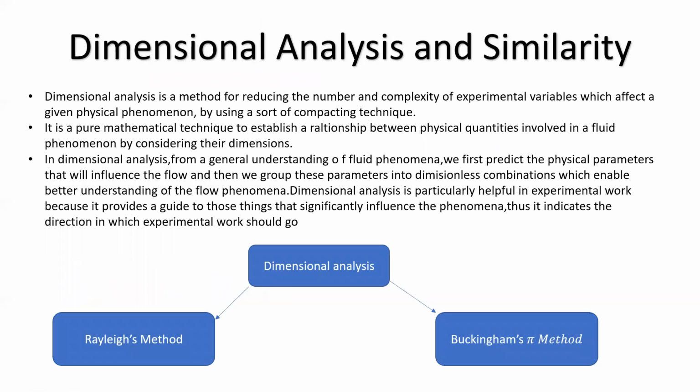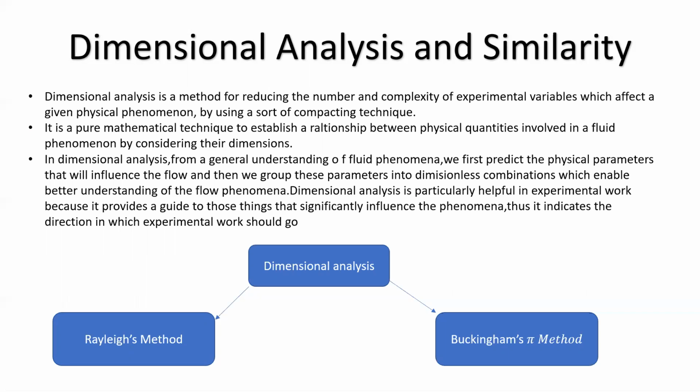Next, we are going to move to dimensional analysis and similarity. Dimensional analysis is a method for reducing the number and complexity of experimental variables which affect a given physical phenomenon by using a sort of compacting technique. It is a purely mathematical technique to establish a relationship between physical quantities involved in a fluid phenomenon by considering their dimensions.